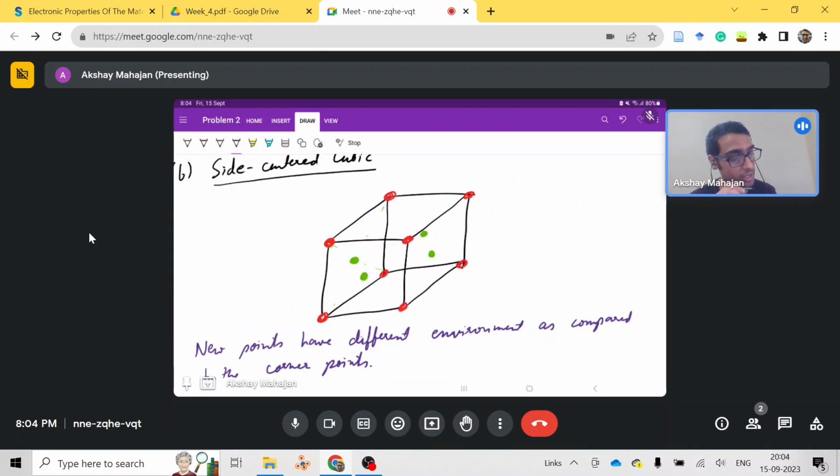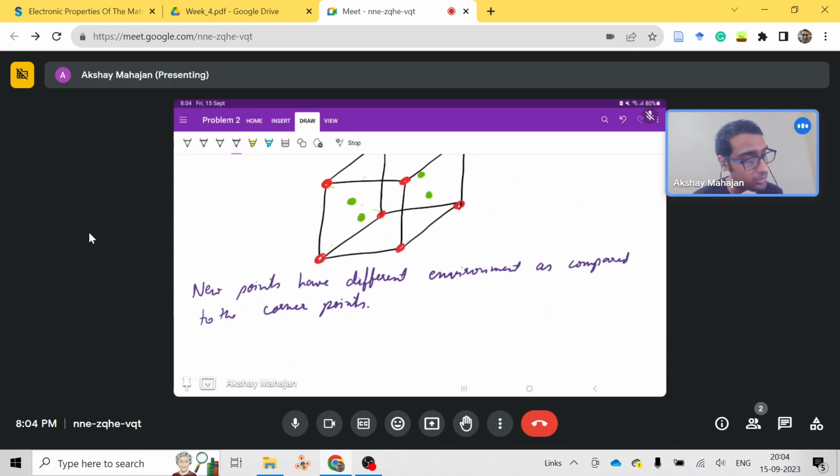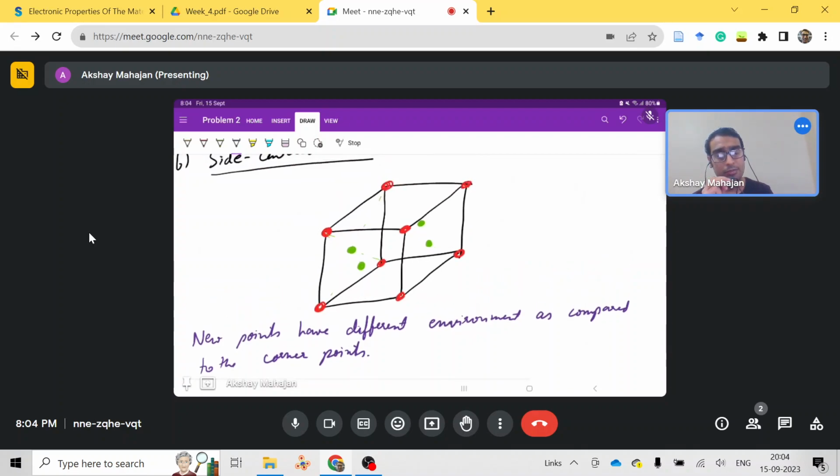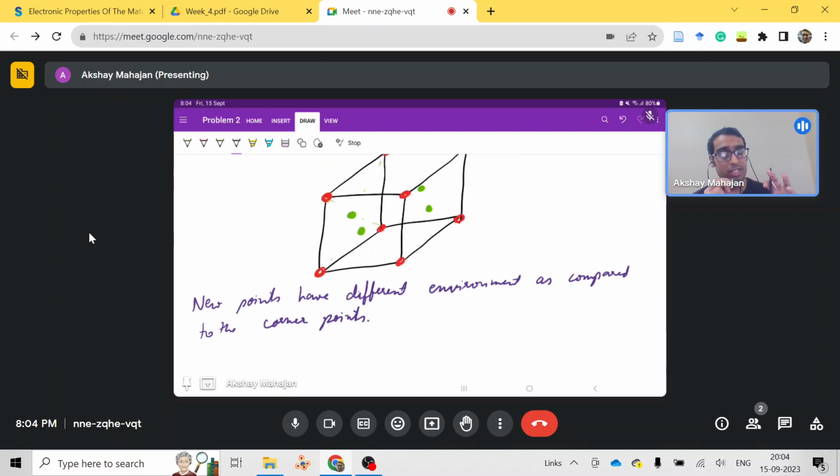Okay, so the tetragon that you will form from the nearest neighbors of a green point, the tetragonal structure that you form, will be tilted compared to the tetragonal structure that you will form from the nearest neighbors of these red points. So there is a difference; the environment is not the same for each of them.